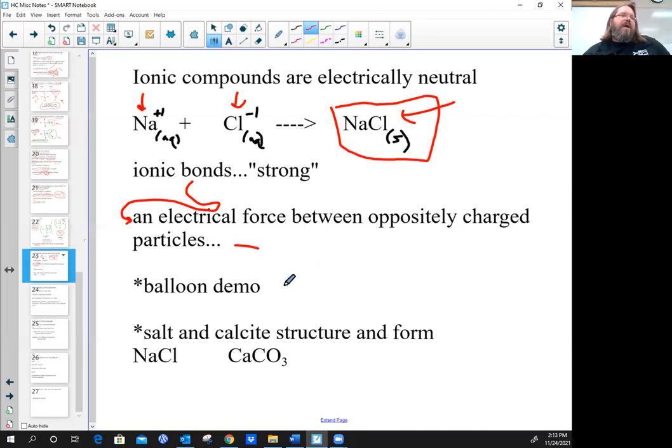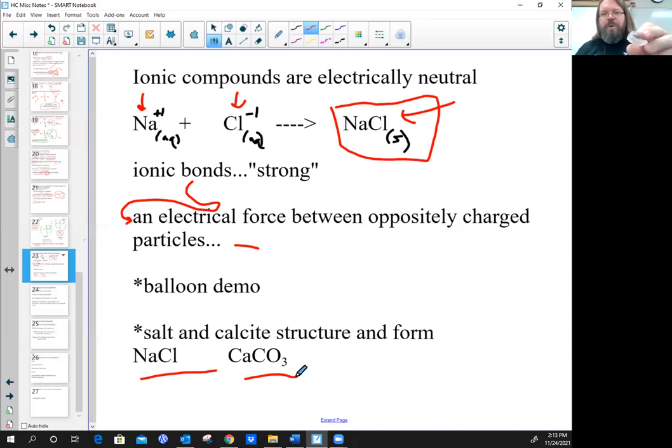Now, in addition, sodium chloride and calcium carbonate. Sorry, I think I got them right here. I apologize for that. So these are ionic compounds that are pretty typical of one another. Here's sodium chloride.